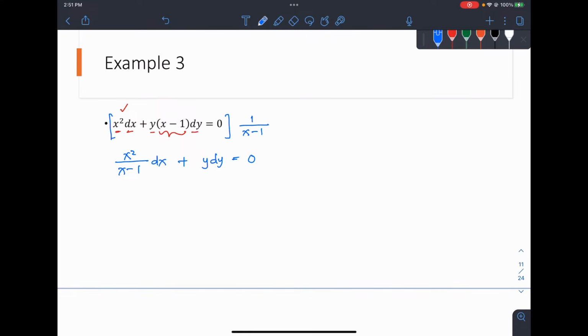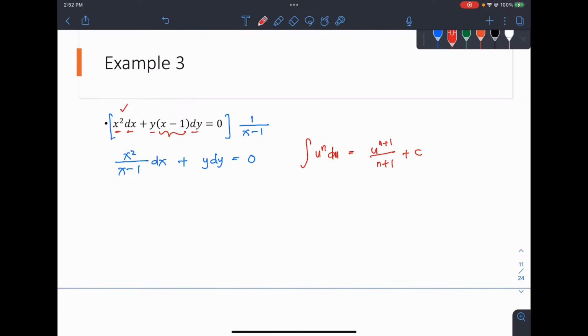In this case, y dy can be integrated by the power rule. We need to recall the power rule, that if we have the integral of u raised to n du, that would give us u raised to n plus 1 over n plus 1 plus c.